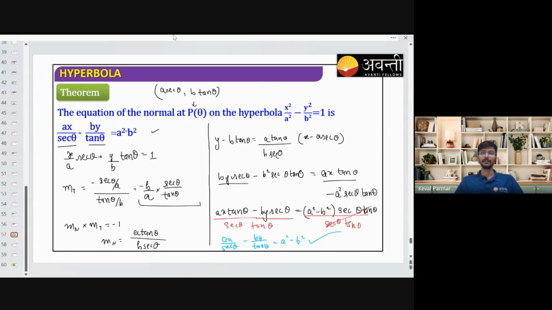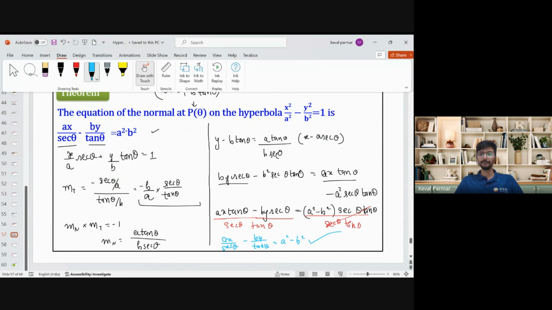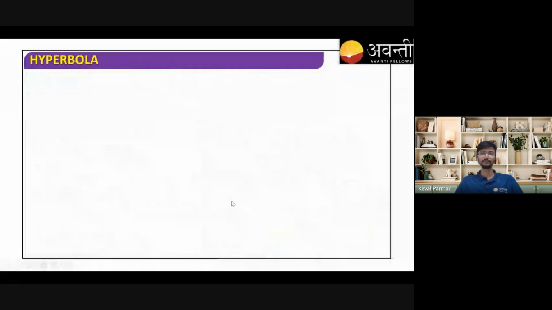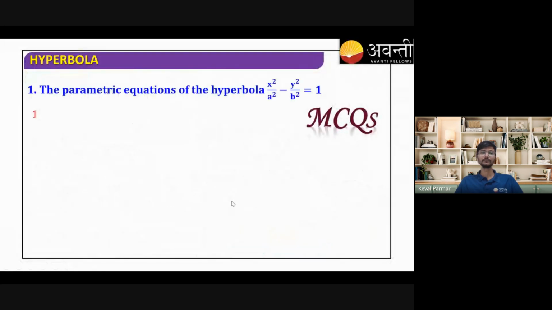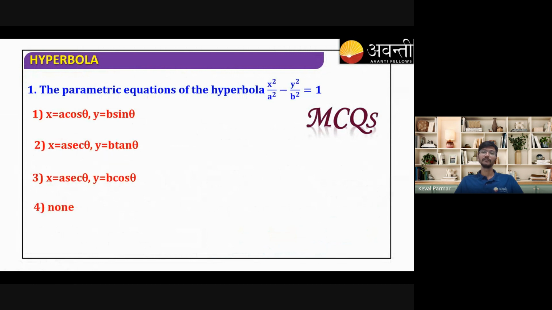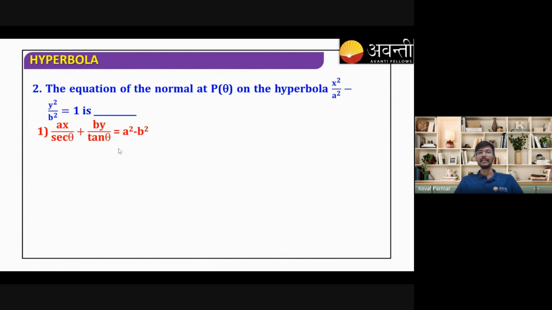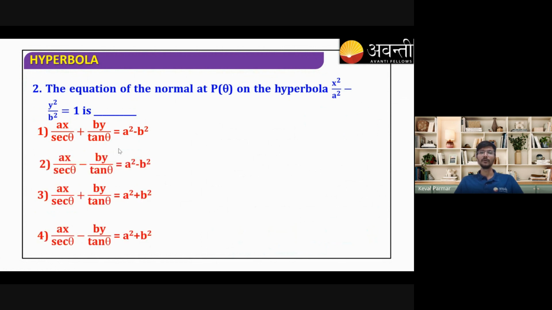Oh, sorry. Let's see the MCQs. The parametric equation of the hyperbola. So this is the first standard hyperbola. So it will be x equal to a sec theta, y equal to b tan theta. And last, the equation of normal. It is the third option. Correct?